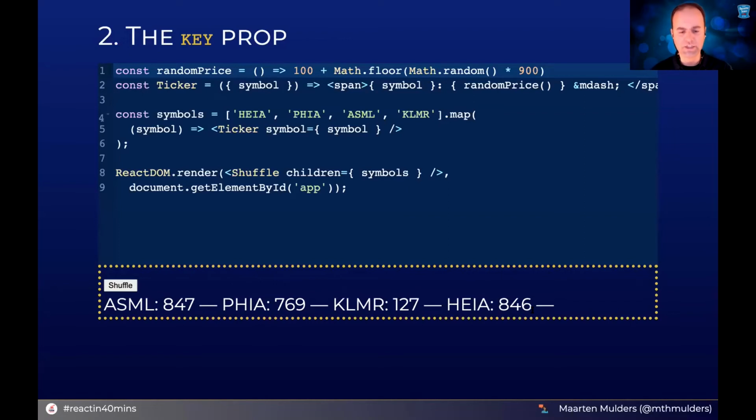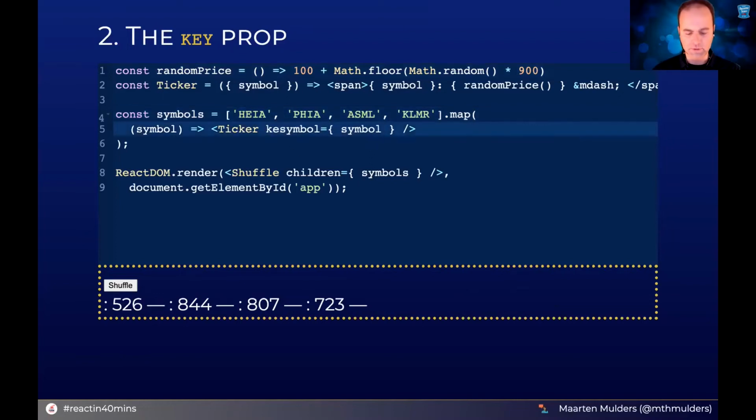Why did the price change? Because at this point, React is not able to say that the Heineken that was first in the list is the same as the Heineken that is last in the list. And as a consequence, it will drop the old Heineken. It will create a new Heineken. It will again invoke this random price method, and hence we have a different price. Put differently, React is not able to recognize that this Heineken in the front is the same as the Heineken in the last, that the only thing that changed is actually the ordering of the array.